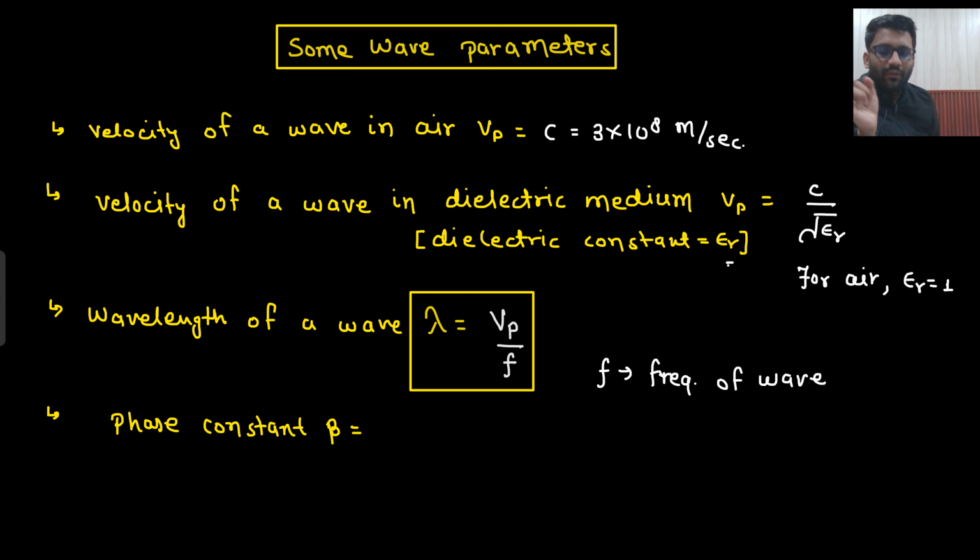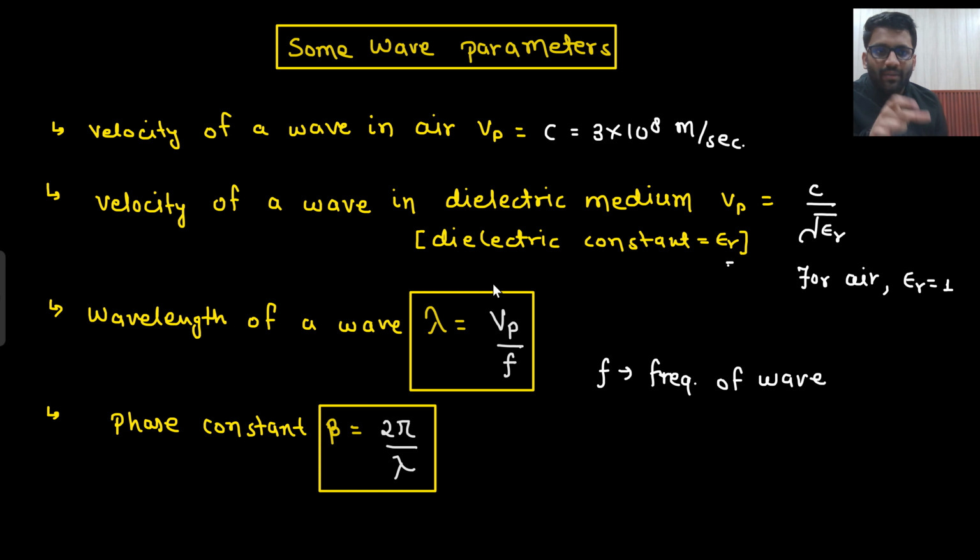And then there is something called phase constant. So the formula of phase constant is 2 pi by lambda. So just these things you need to remember. I am not going deeper into the concept of where this formula came from, what the meaning of this formula is. That concept we are not going to see. So if you are just watching this video, then this much you need to know first. Velocity of wave in air, c.